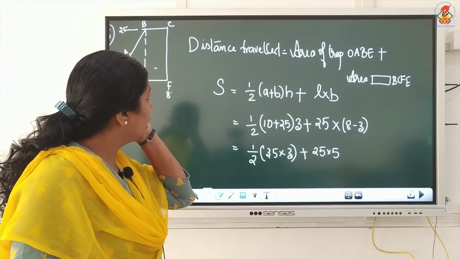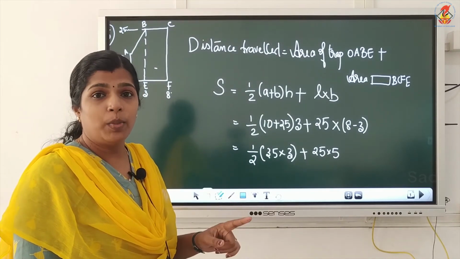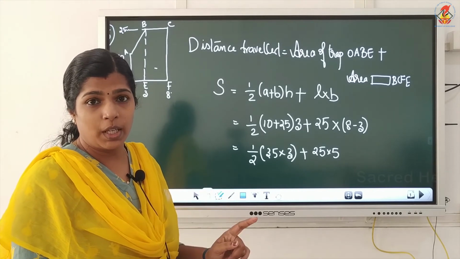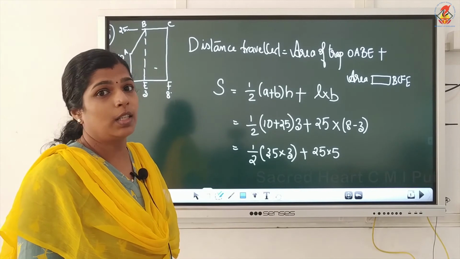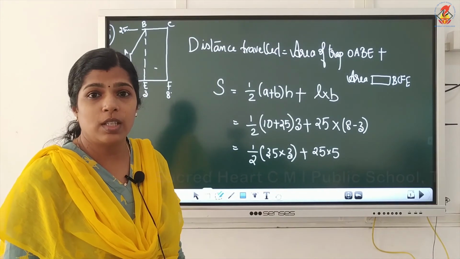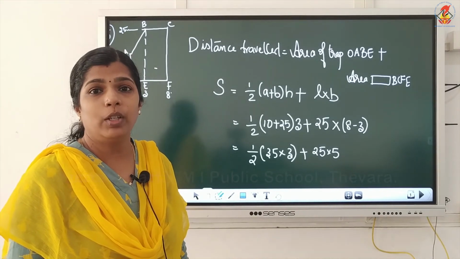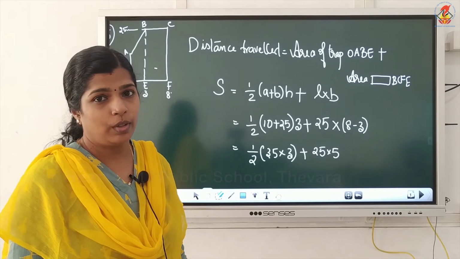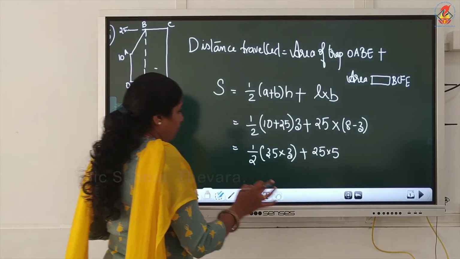If you are asked to find the acceleration, then you can use the equation (y2 minus y1) divided by (x2 minus x1). If you are asked to find the distance, then what is the shape of the area under the velocity time graph? Find the area, which will be equal to the magnitude of displacement. Okay, that is about the first question.